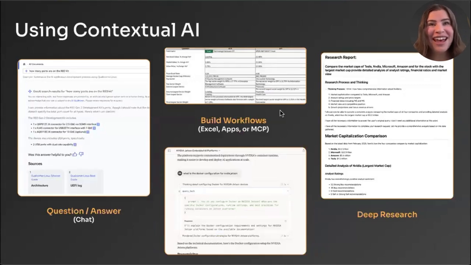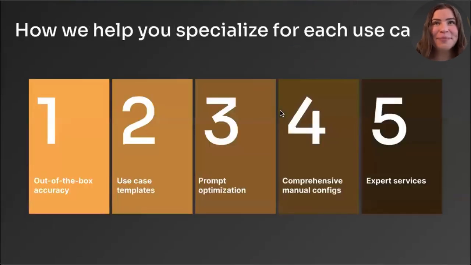There's a lot of different ways to use contextual. There's a Q&A chat. You can build it into workflows. You can use it for deep research. We have more coming on that in the next month or so. We can also help you specialize for each use case if you're interested. We've really focused a lot on out-of-the-box accuracy, but we also provide use case templates. We have ways for users to optimize prompts, and we have comprehensive manual configs, as well as expert services to help put all of that together.